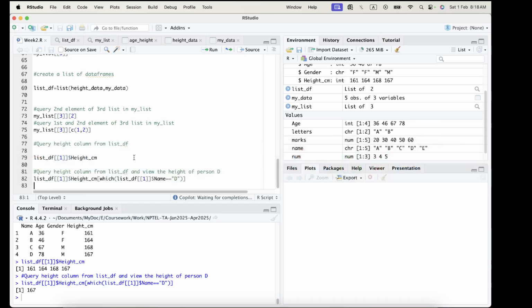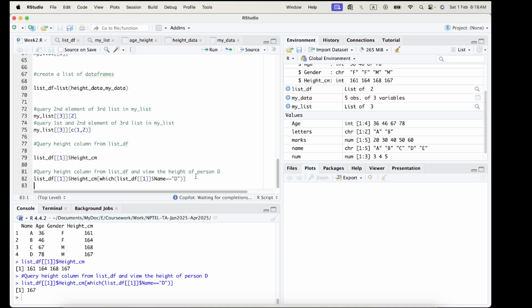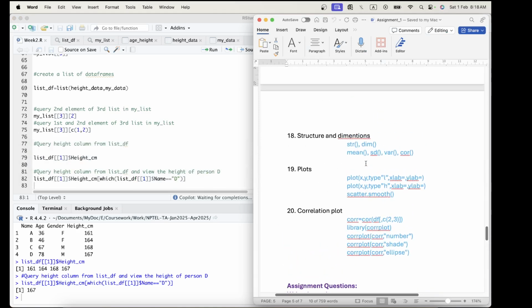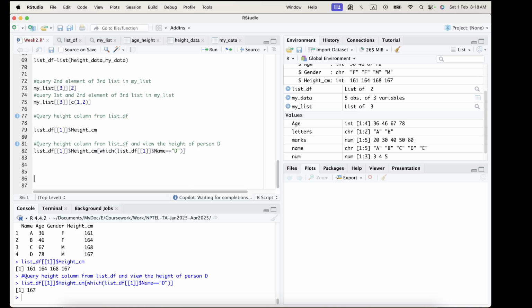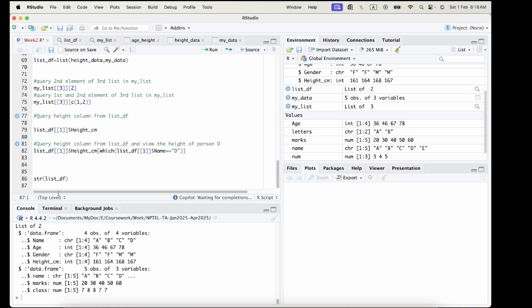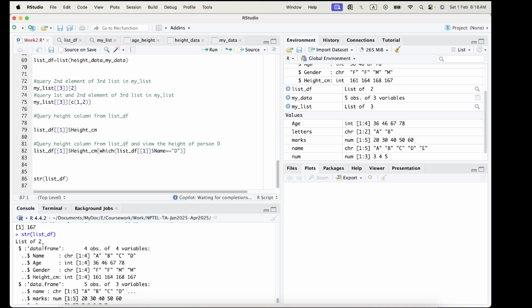All right, so this was about how to query from a list. Now the next thing is structure and dimensions. As I said, this command is really useful. If I just write str of list df, it's going to give me the entire data structure. It's a list of 2. It's a list of data frames, and it shows what the columns in that data frame are and what the data types are.